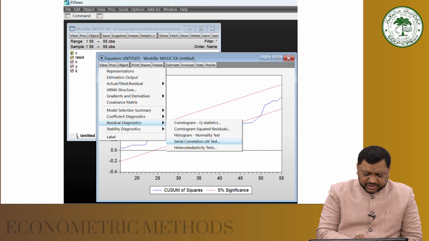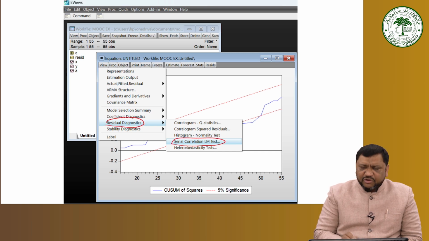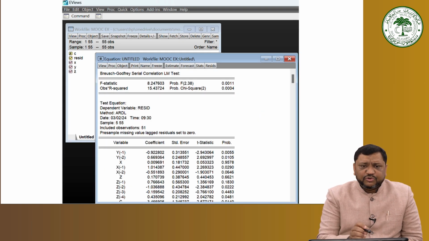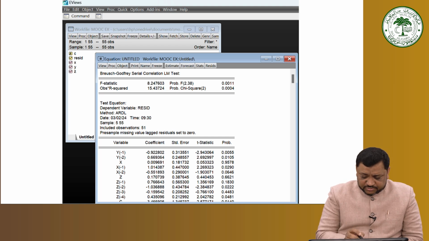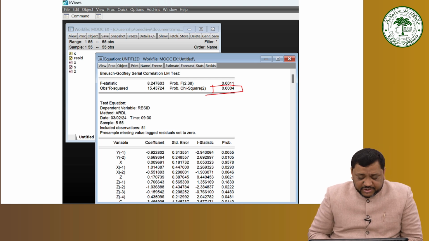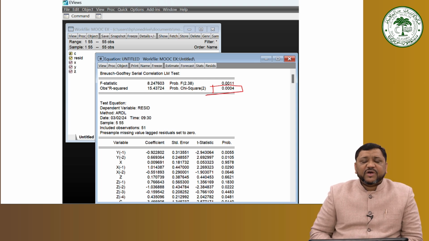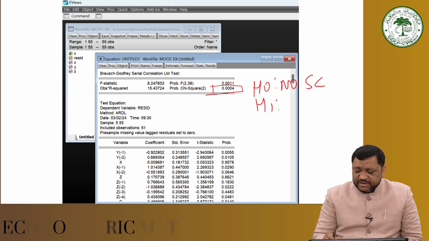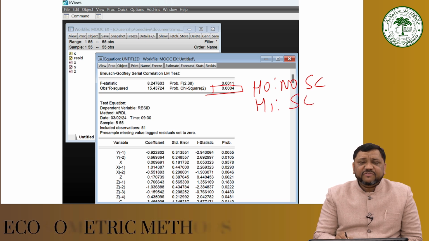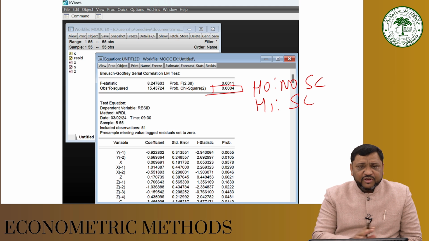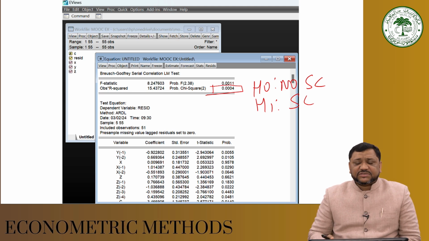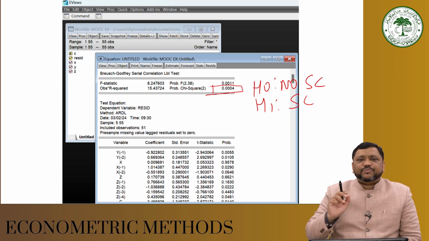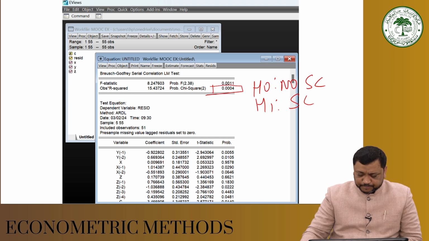Next, we again go to check for residual diagnostics. Now you check for serial correlation. In serial correlation, you do it by the Breusch-Godfrey serial correlation test. Here we check the probability of observed R-squared. Here the null hypothesis is no serial correlation. Alternate, yes, there is serial correlation. Our p-value is less than 0.05. So the null hypothesis is rejected, meaning there is a problem of serial correlation over here.